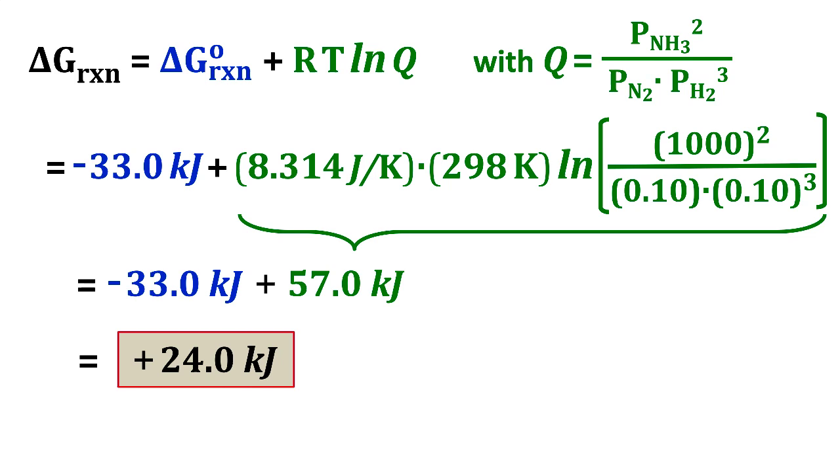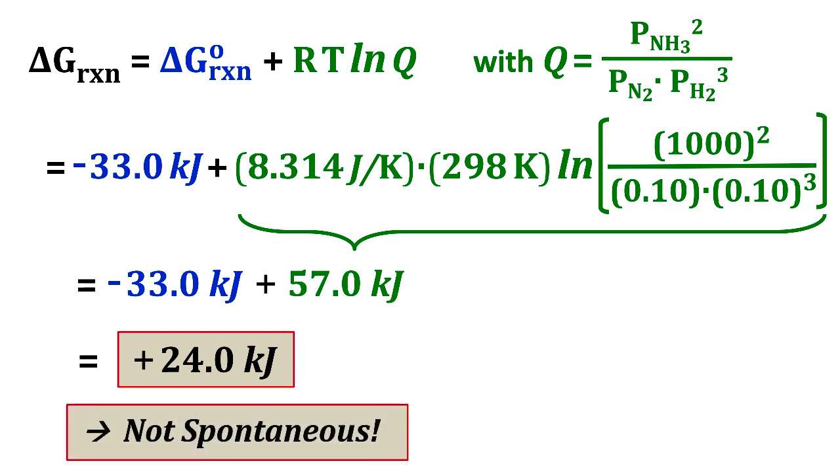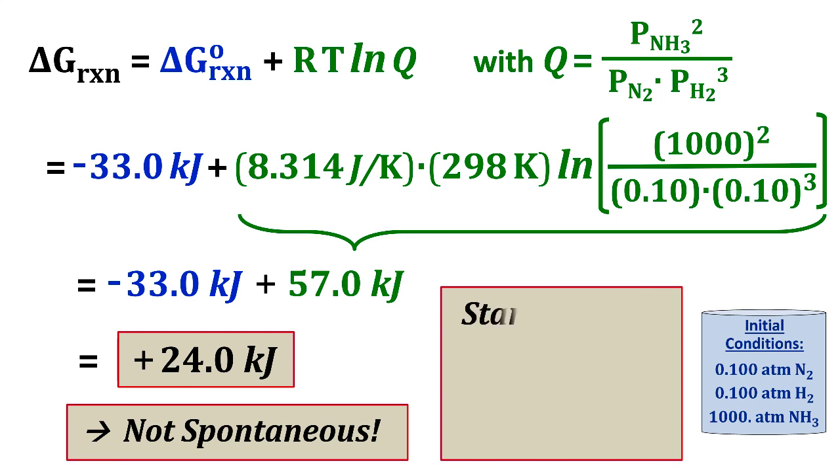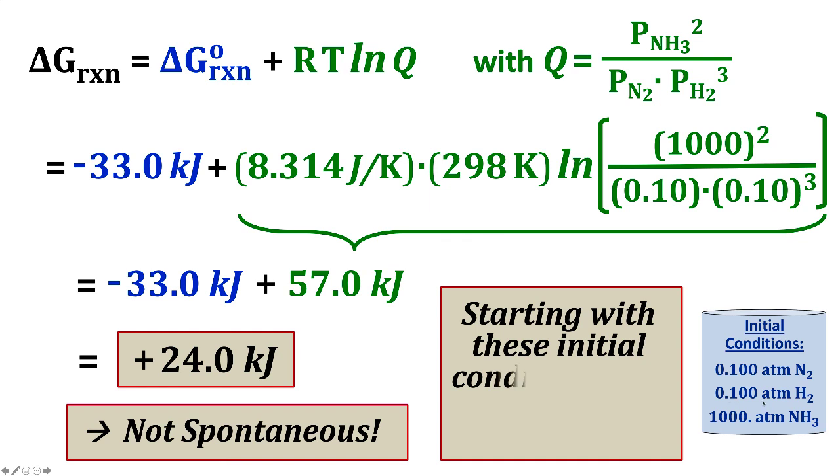And now, when we add that up, we get that the delta G for reaction under these specific non-standard starting conditions is positive 24.0 kilojoules. Now, that's a positive delta G value. That means the reaction is not spontaneous. But again, make sure that you're careful and understand that the reaction is not spontaneous under the starting conditions of 0.1 atmosphere N2, 0.1 atmosphere H2, and 1,000 atmospheres NH3.